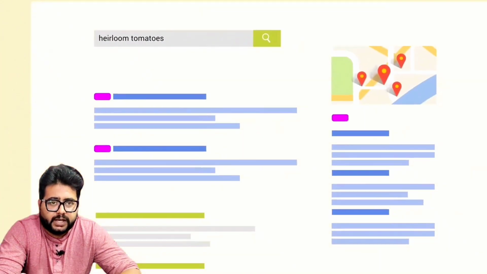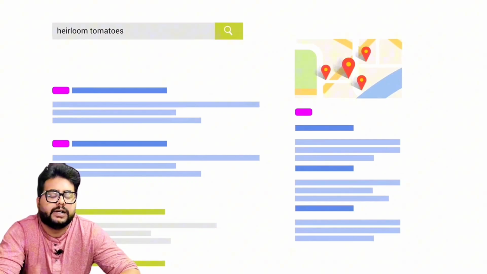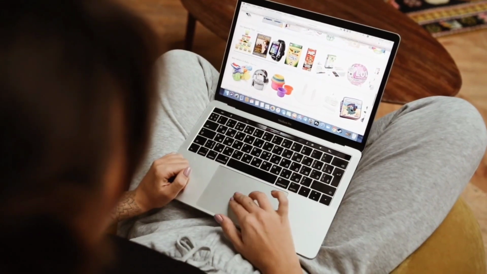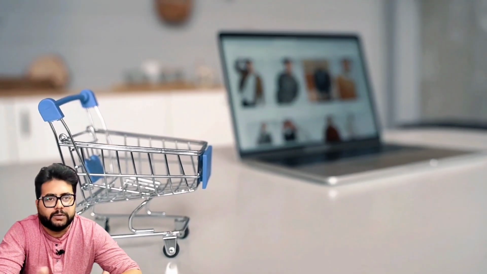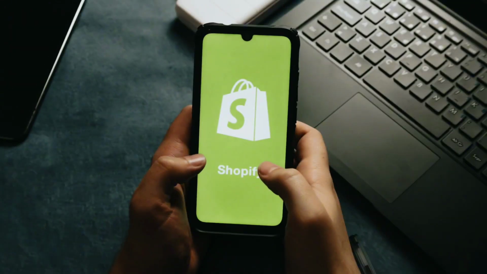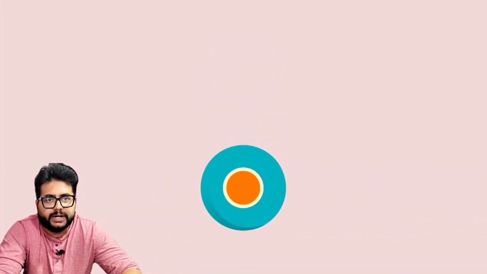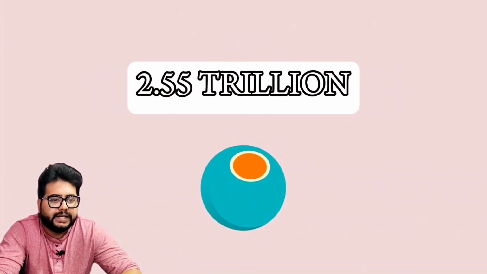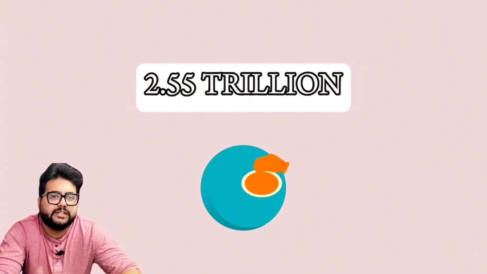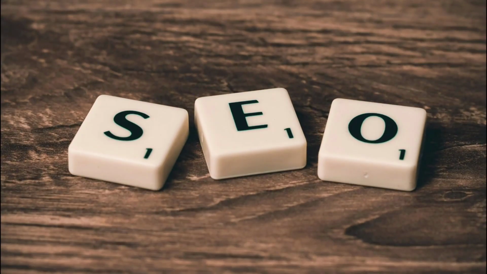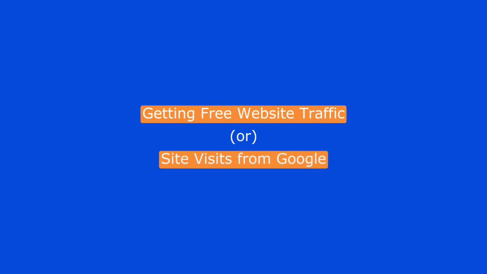Whether you want to develop a product or homepage, or create your video on YouTube, or you might have a Shopify store, people make a staggering number of Google searches per year. In fact, in the year 2020, there were over 2.55 trillion searches, and now probably it's much higher. And Google is by far the most popular search engine in the world. So when we talk about SEO, we're talking about getting free website traffic or site visits from Google.